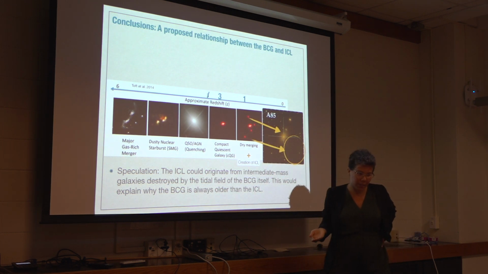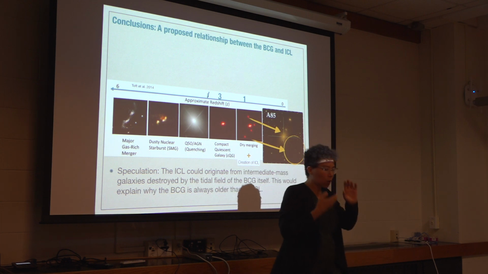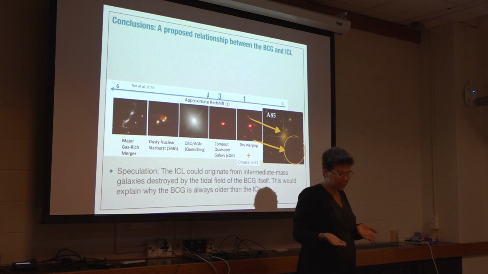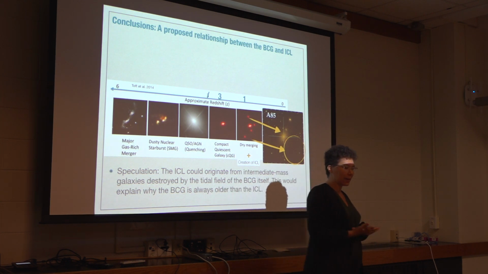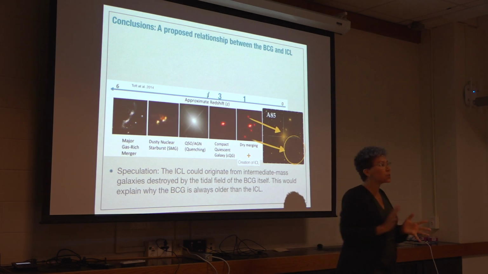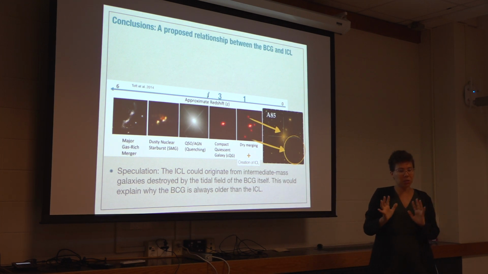So here's my speculation. The ICL could originate from intermediate mass galaxies destroyed by the tidal field of the BCG itself, and this would explain why the BCG is always older than the ICL.